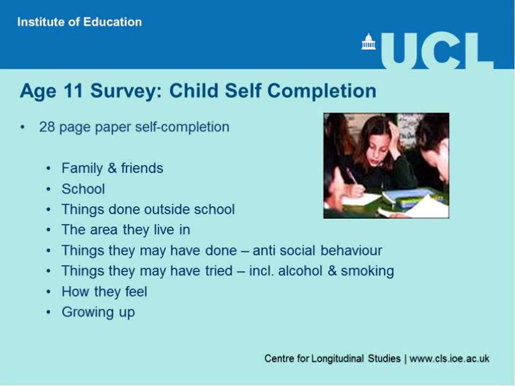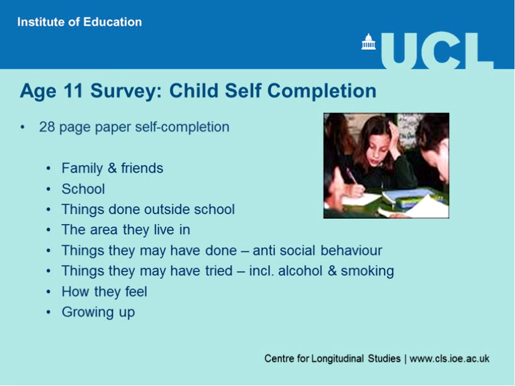So the cohort members have been completing their own questionnaires since they were 7, but at age 11 this was a far greater element. It was a 28-page paper self-completion, because obviously, as the children are growing up, we want to focus the study much more onto them and to get their views on their life as well.